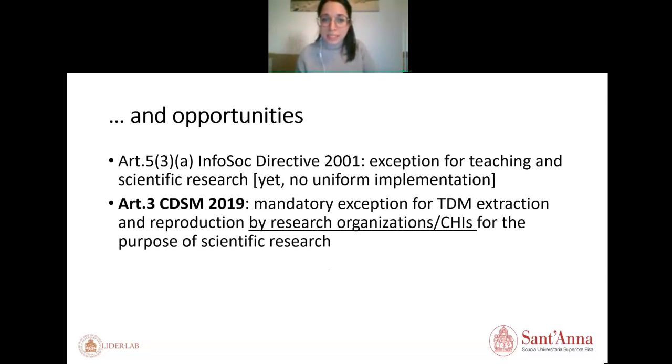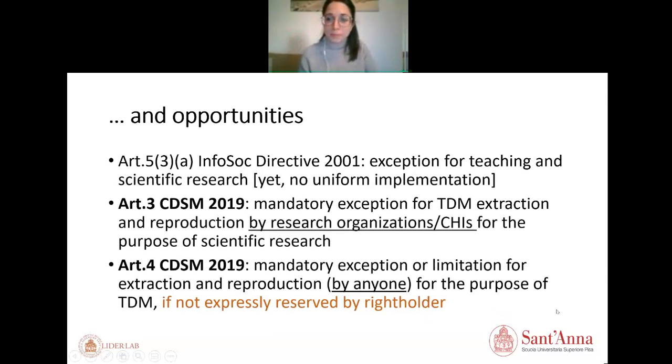What the new directive has given us is quite big news. We now have two new exceptions which look at text and data mining, which are both mandatory. So by the 7th of June 2021, very soon, all member states will have to implement both these exceptions in the form they are. I just briefly describe them here for you on the slide.